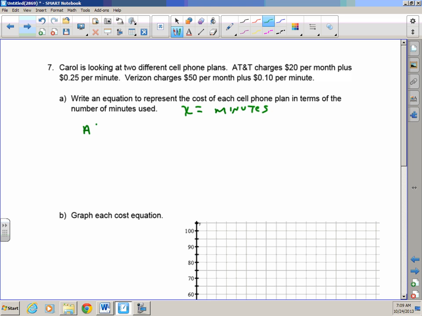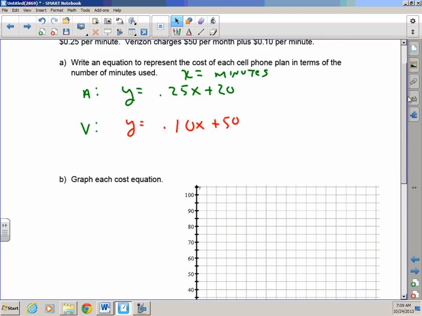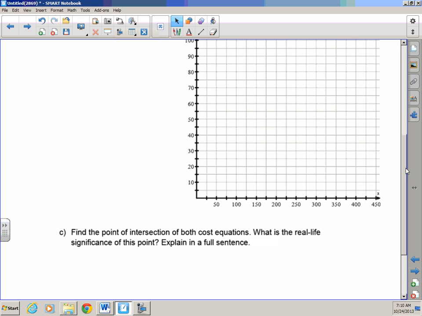So I'm going to call them A and V. A charges us, Y is the cost, 0.25 times X plus $20, while V charges us 0.10X plus $50. Okay, so those are the 2 equations that represent the fact pattern. Now we want to graph them. And we've given you the luxury of putting down the intervals here so as to not make things too crazy.